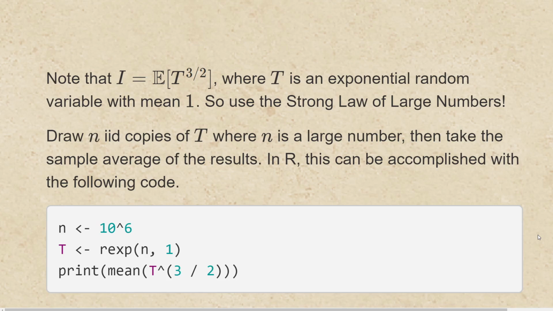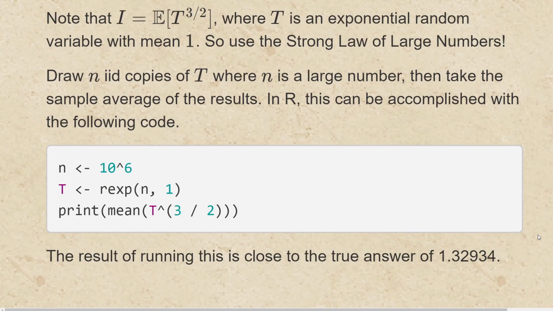We're going to draw n IID copies of T, where n is a large number, then take the sample average of the results. In R, this can be accomplished with code that does the following. N gets assigned the value 10 to the 6th, a million. T gets assigned a draw of that million exponential random variables of rate 1, and then we're going to print the mean of T raised to the 3/2 power. The result when you do this is going to give you an answer very close to the true answer of 1.32934.